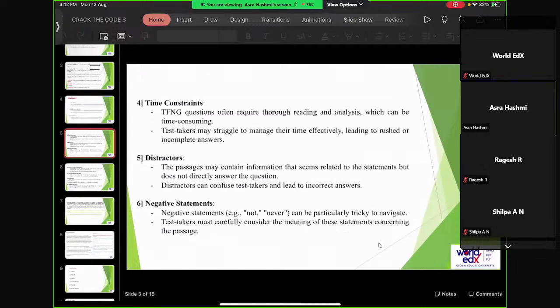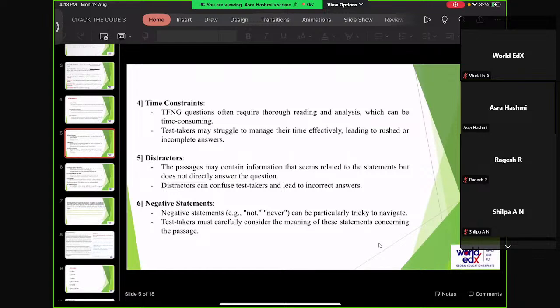The next is time constraint. These questions, like the true, false, and not given ones, require you to thoroughly read the question and read the passage in order to analyze it. And definitely, it is going to be time consuming. So a lot of test takers or students struggle to manage their time. And if you have wasted a major chunk of your time, you will not be able to manage the rest of it, and then you will definitely find that the paper is challenging. However, time management is the key for you to be able to answer these questions.